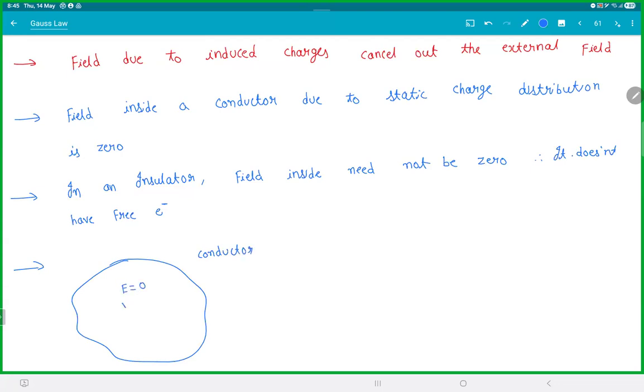Second thing, if you take a conductor, just now we saw the field inside is zero. If field is zero, that means the potential is constant. A conductor is equipotential. It doesn't matter what shape it is or what charges are outside, a conductor is always equipotential. How do we get this? We know E is equal to minus dV by dr, and if E is zero, this implies V is constant.